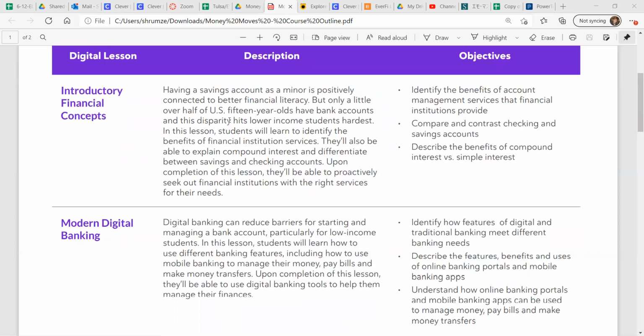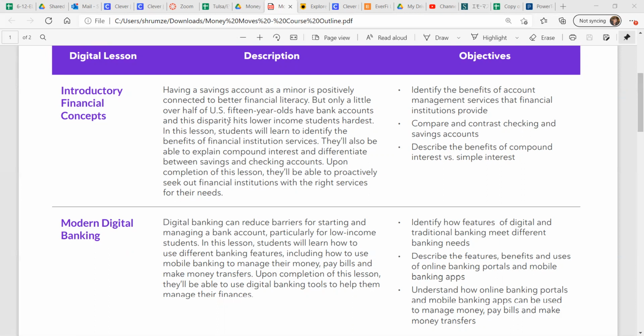So having a savings account as a minor is positively connected to better financial literacy, but only a little over half of US 15-year-olds have bank accounts, and this disparity hits lower income students hardest. In this lesson, students will learn to identify the benefits of financial institution services. They'll also be able to explain compound interest and differentiate between savings and checking accounts.